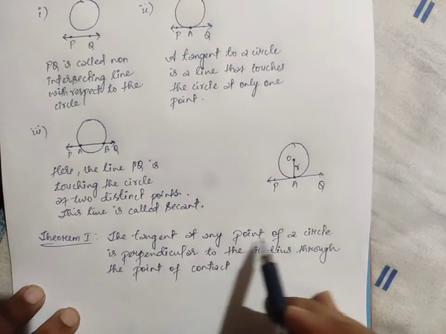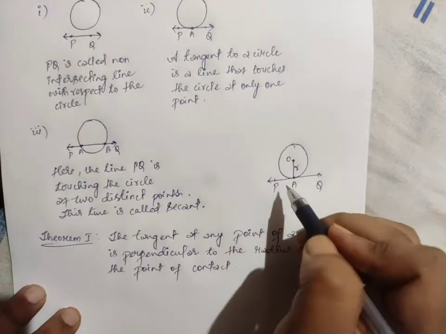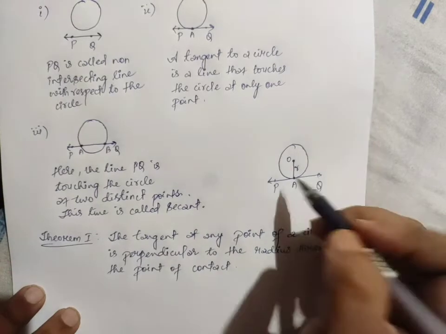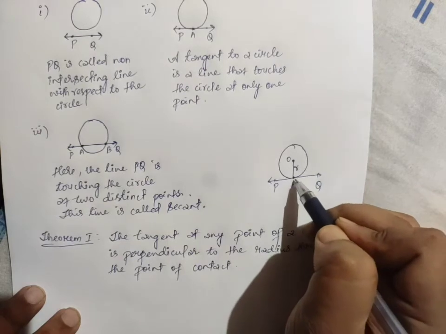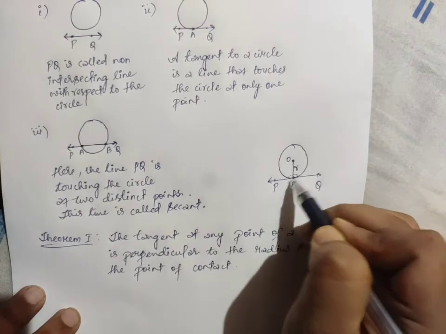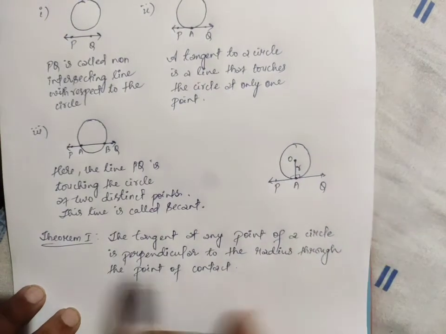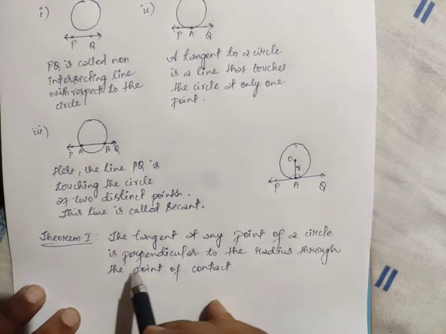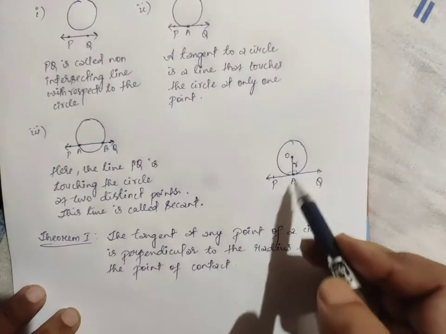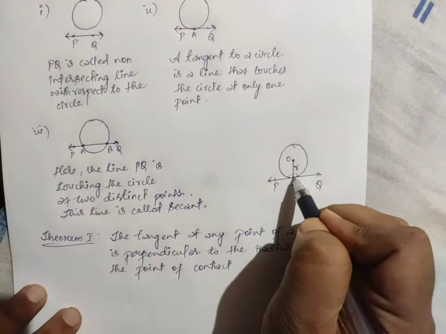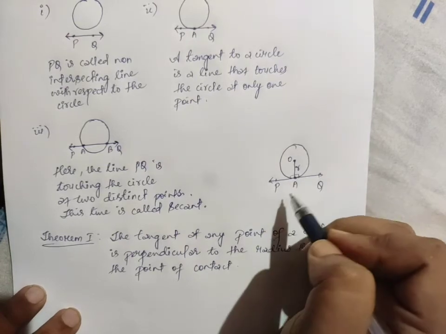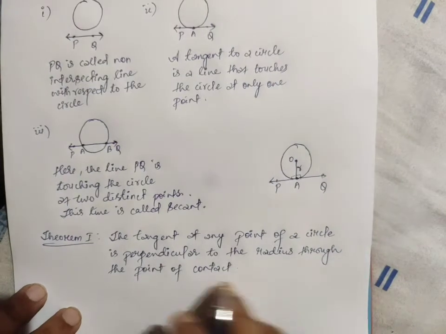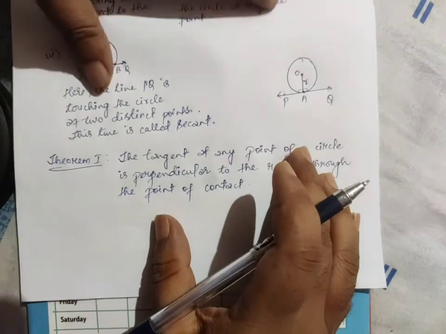It says that the tangent at any point of a circle is perpendicular. That means this tangent at this point A is perpendicular to the radius. Perpendicular means 90 degrees; whether you move this side or this side, the angle will be 90 degrees. So this theorem states that the tangent at any point of a circle is perpendicular to the radius through the point of contact, the common point between the tangent and the circle. This common point is called the point of contact. So this is the first theorem. Then you have one more theorem, Theorem 2.